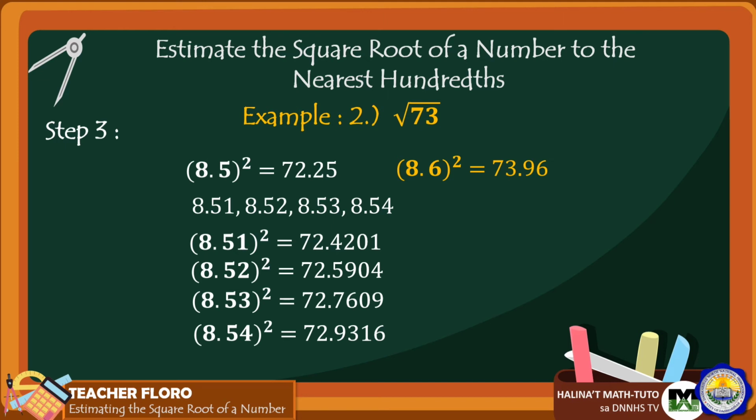Very good. That is 72.9316. How did we obtain that? By squaring the number 8.54. Thus, the square root of 73 when estimated to the nearest hundredth is 8.54.